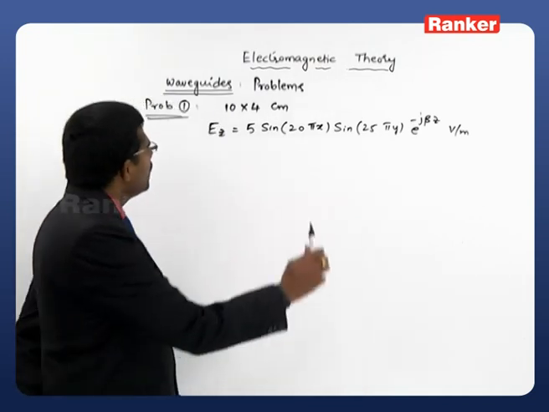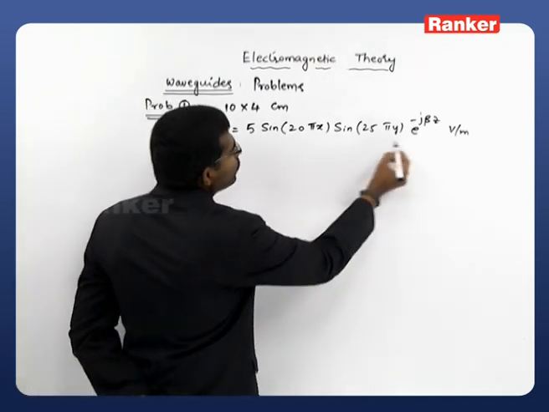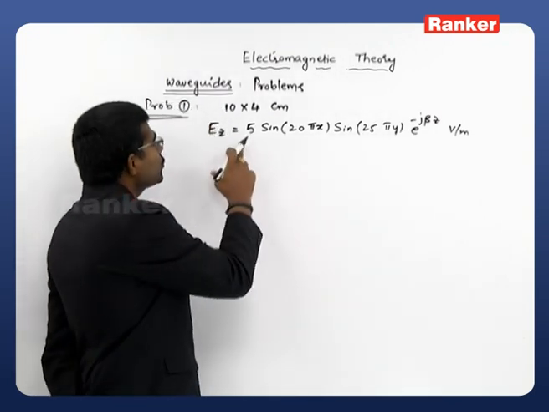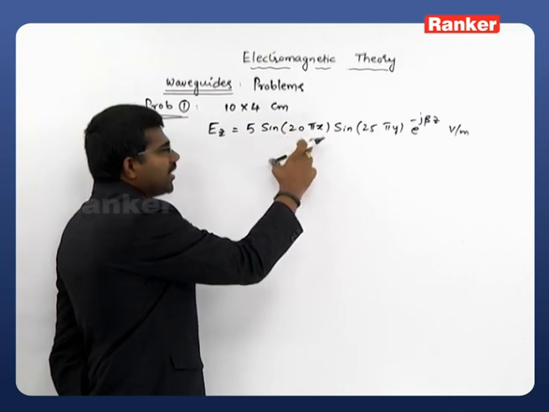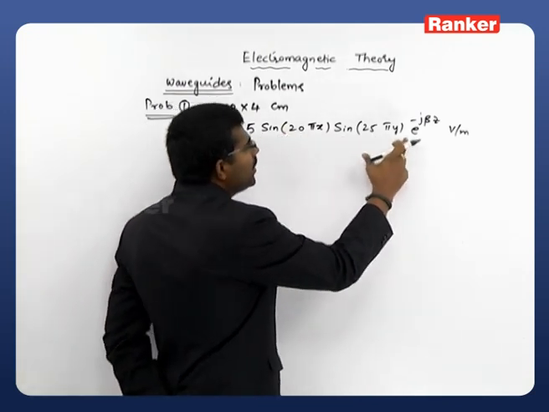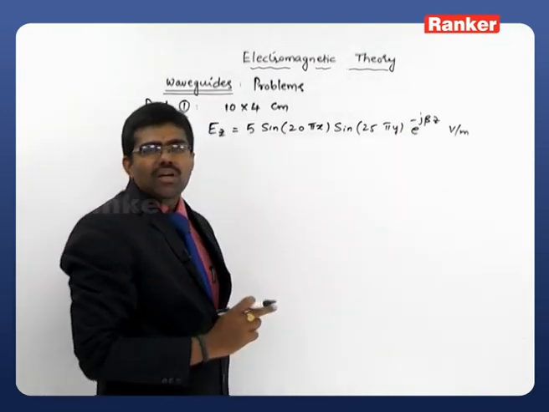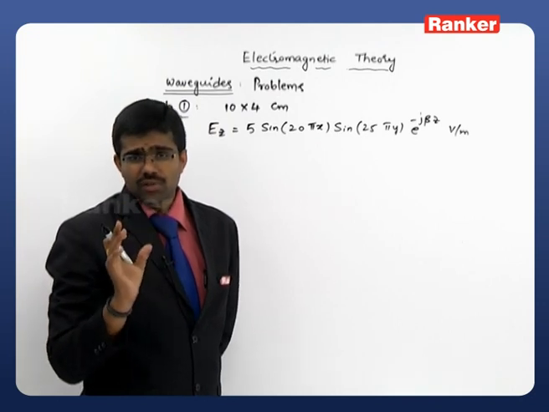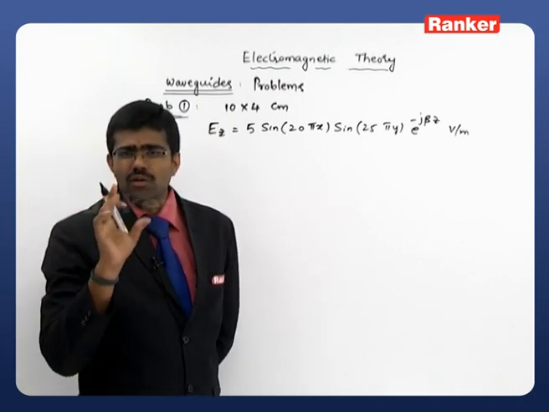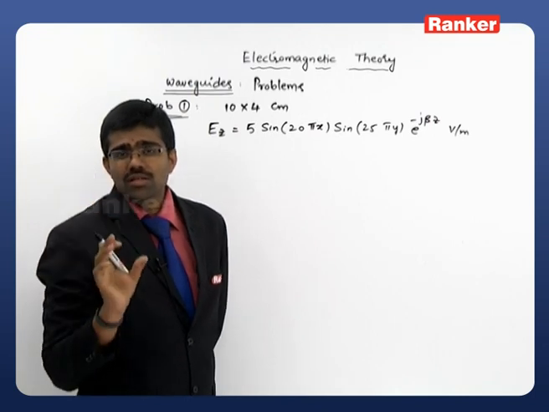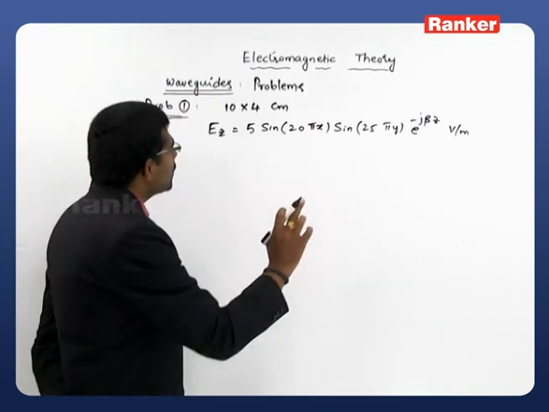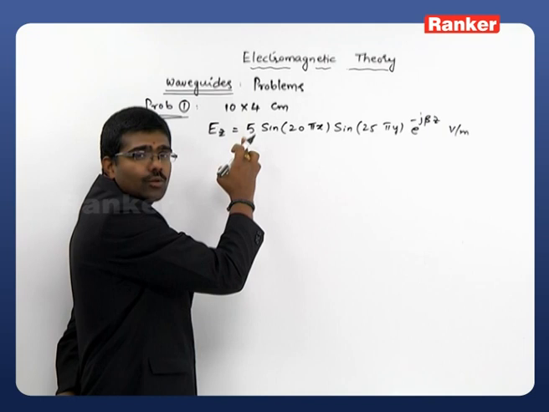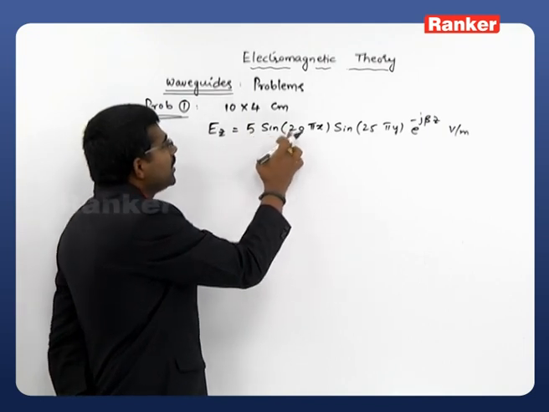Now, for a TM wave, what is the wave equation we have? Ez = C sin(m pi x by a) sin(n pi y by b) e^(j beta z). Here it is given with omega t and minus j beta or j gamma, or j omega t minus gamma z, whatever it may be. Different time variations and propagation constant terms will be there. If you compare, a similar type of equation is given to us, where instead of C, 5 is given, the magnitude is 5.